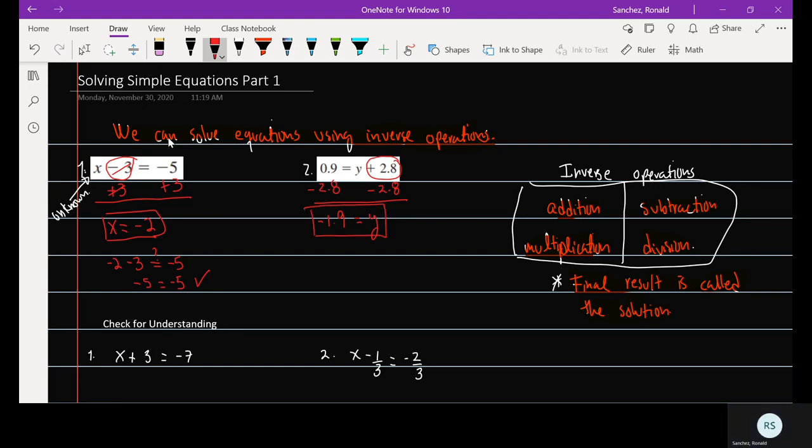Perfect. Again, I can check whether I did this problem correctly or not by substituting negative 1.9 for y and adding 2.8. Well, if you put this on the calculator or you do a quick sum, you will see that negative 1.9 plus 2.8 is in fact 0.9. So we did this problem correctly as well. Negative 1.9 is the solution to our second equation.